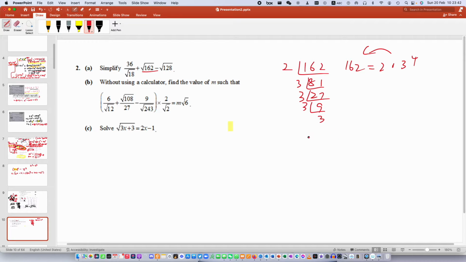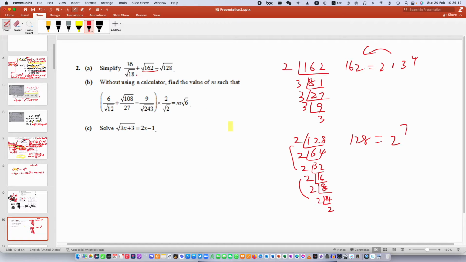Next, 128. 2, 64, 2, 32, 2, 16, 2, 8, 2, 4, 2. So 128 is 2 to the power of 7. By the way, 16 is actually 2 to the power of 4, but anyway, never mind. Double check for me. Okay, good. So far so good.